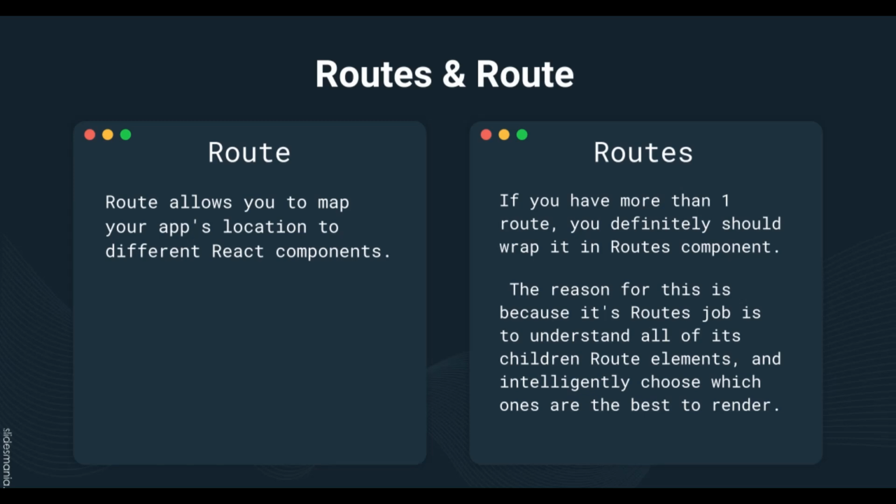Route allows you to map your app's location to different React components. Routes: if you have more than one route, you should definitely wrap them in the routes component. However, for React Router version 6, just wrap your entire component in routes, whether you have one route or not, because there is an actual error that comes with it. The reason for this is because it's routes' job to understand all of its children's route elements and intelligently choose which ones are best to render, which is the great thing about React Router, because it's really intelligent.